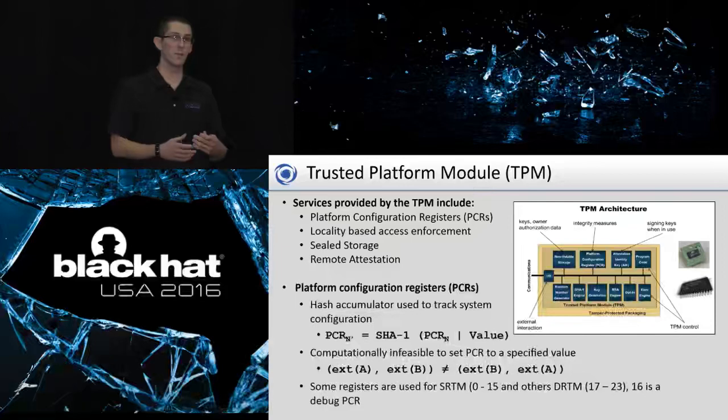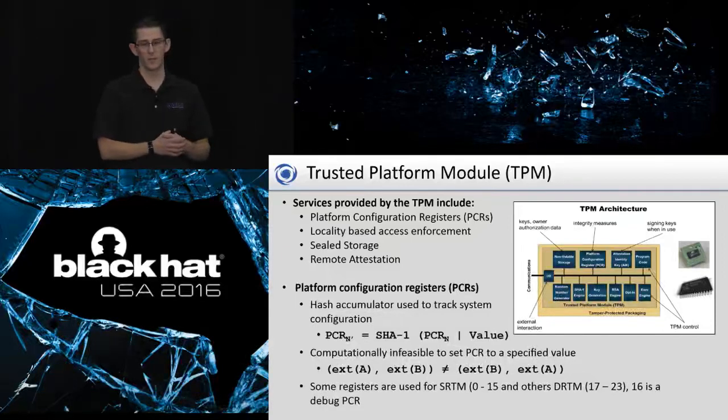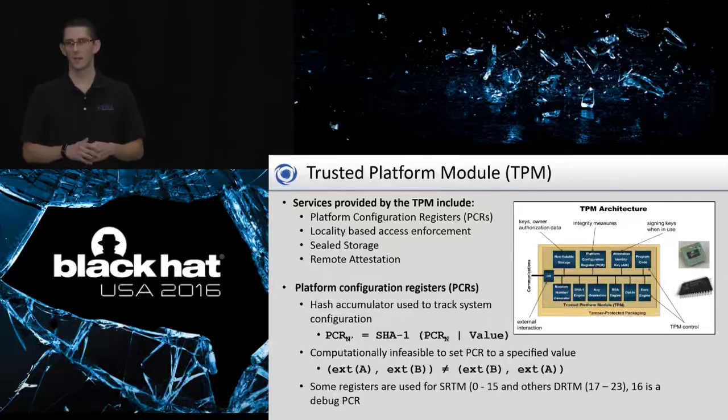And so there's a set of these PCRs. Some of them are used for static root of trust. The ones relevant today are numbers 17 to 23, which are specifically used for the dynamic root of trust.